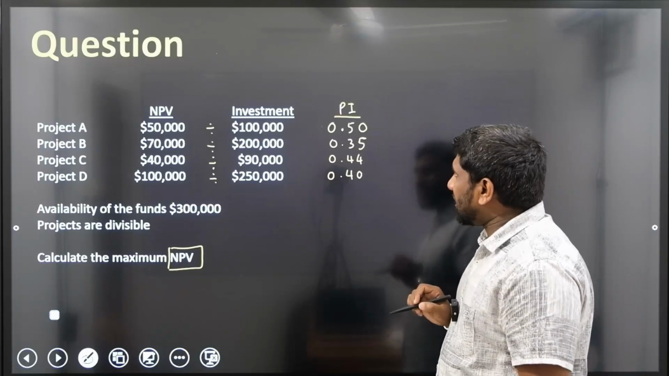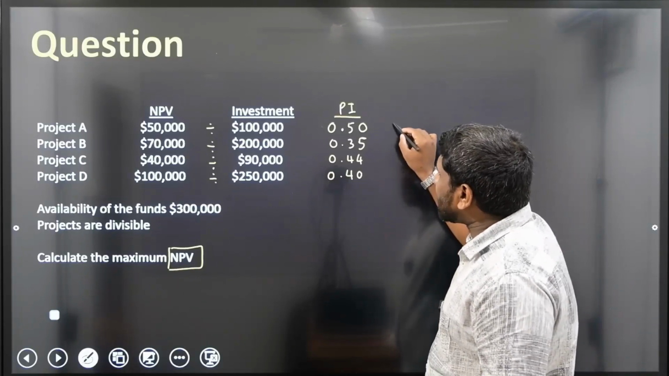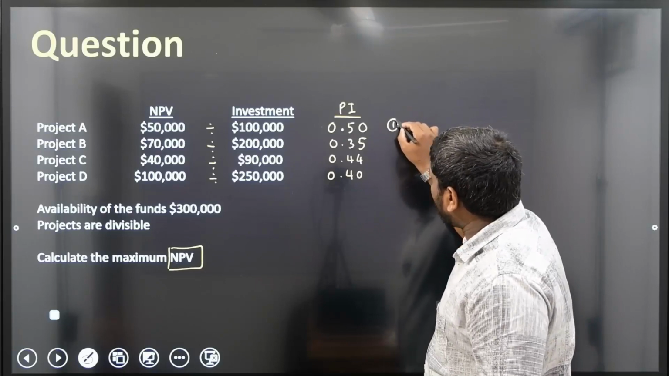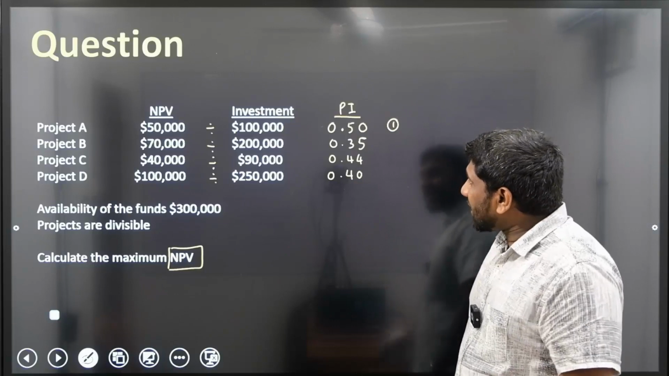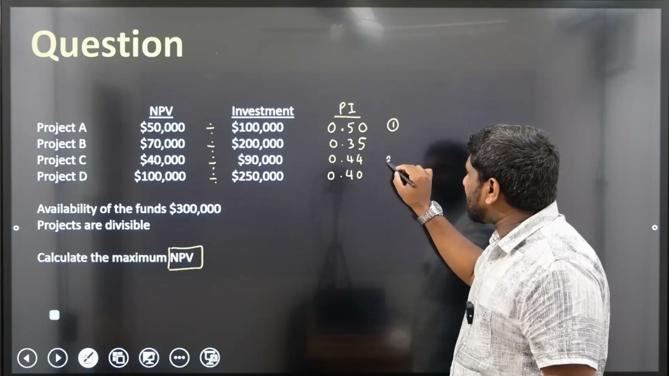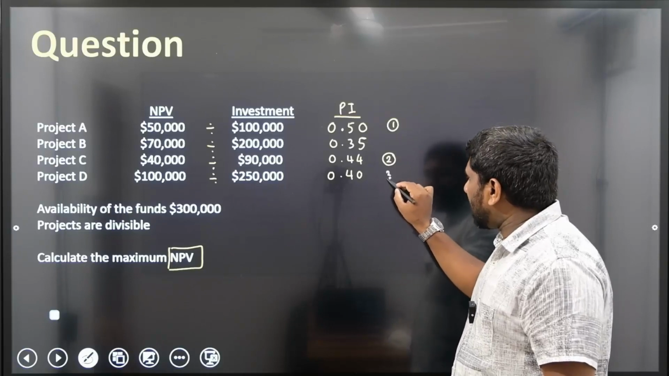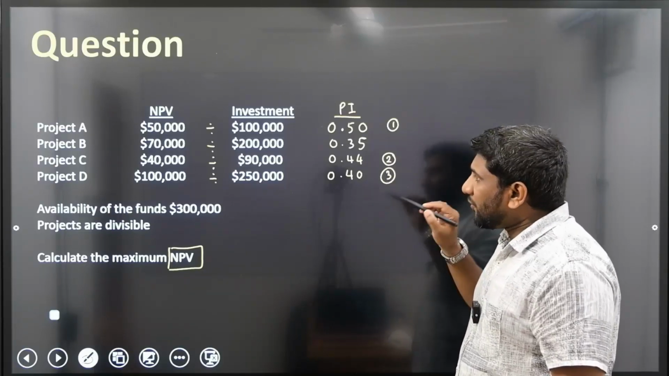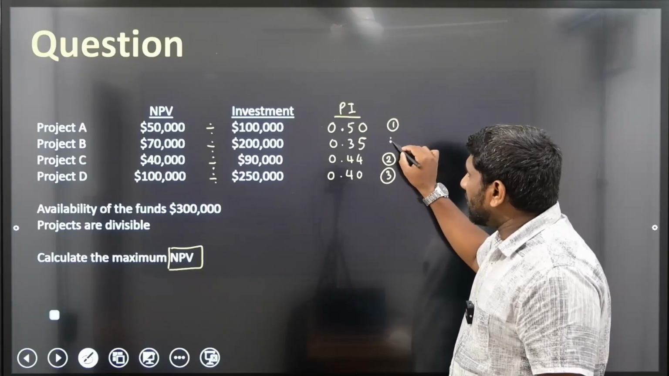If you rank these projects using my money, first I will invest in the project A. And second, I will invest in the project C. Third, I will invest in the project D. Then finally, if there is anything remaining only, I will move to the project B.